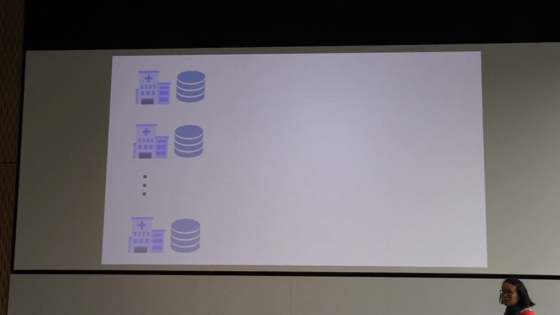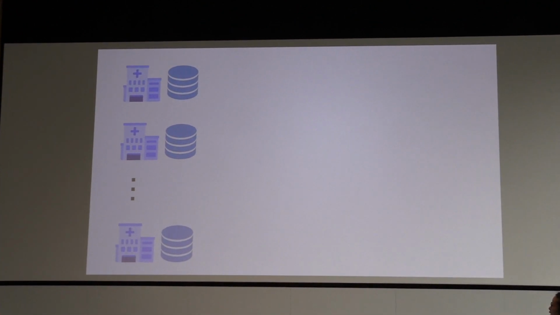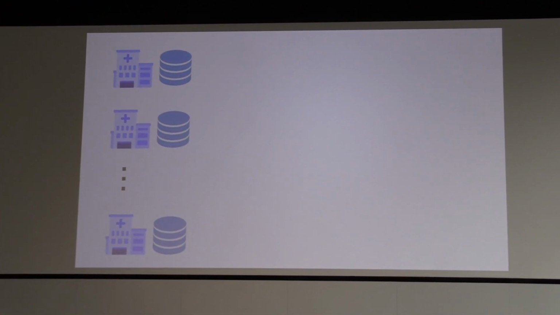There are a set of hospitals, and they each have a database of patient records. Now they would like to jointly perform a data analytics study on top of the union of the data sets. Of course, these patient records are highly privacy sensitive, so they would like to do this clinical study in a way that protects individual privacy. And how can you do this?